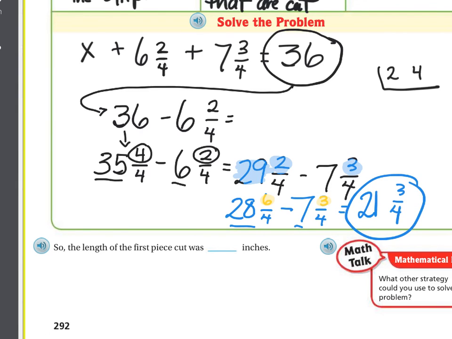So now what I like to do is look at this. Now x, this is what x equals. That means that 21 3/4 plus 6 2/4 plus 7 3/4 equals 36. Is that correct? Do these three numbers equal 36? So that is the answer. The length of the first piece that was cut is 21 3/4 inches. Okay? All right.